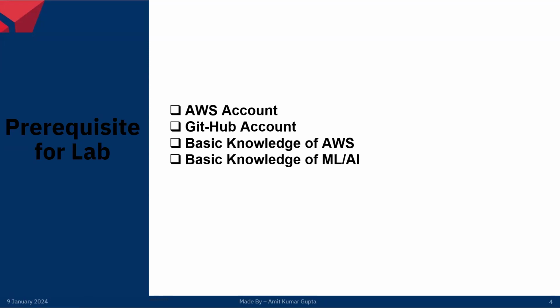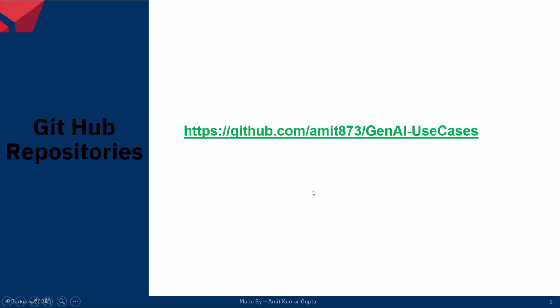So what are the prerequisites for this lab? AWS knowledge is required, an AWS account is required, a GitHub account is required, and basic knowledge of AWS, ML and AI is required, right? And the GitHub repository is my personal account, but it is a public repository for these Gen AI use cases. I will put all the documents and other important files there, which you can get from this location itself, right?